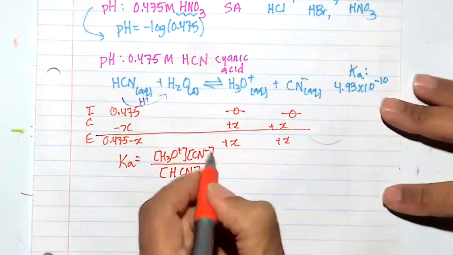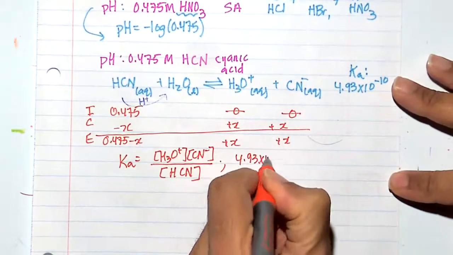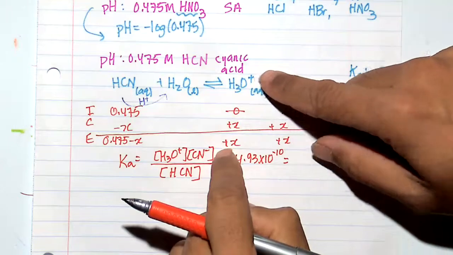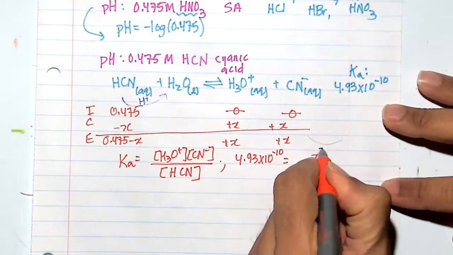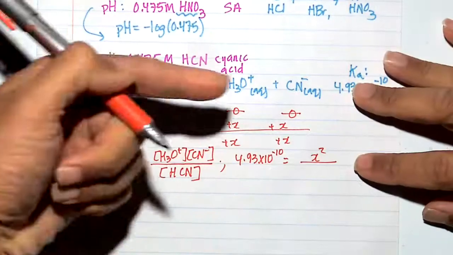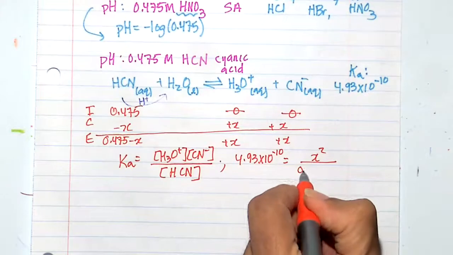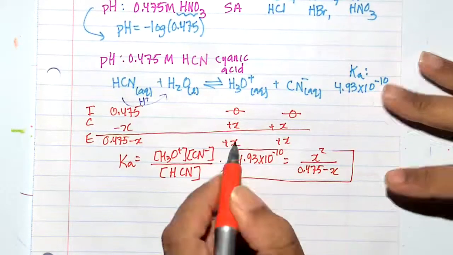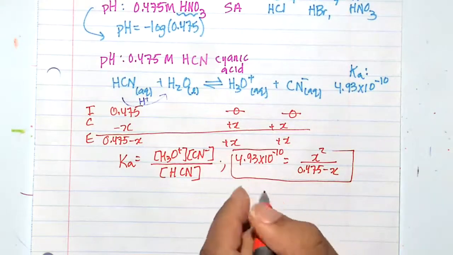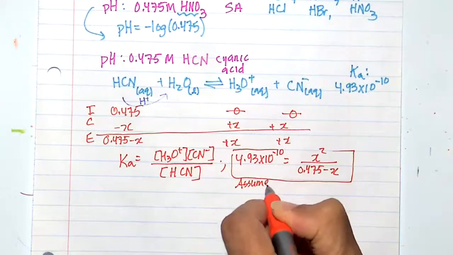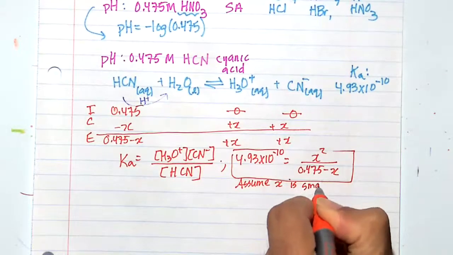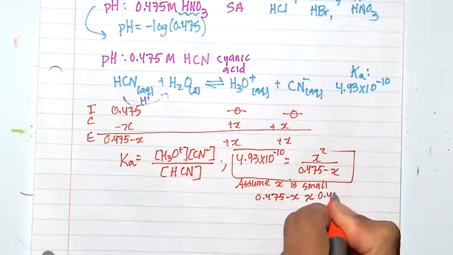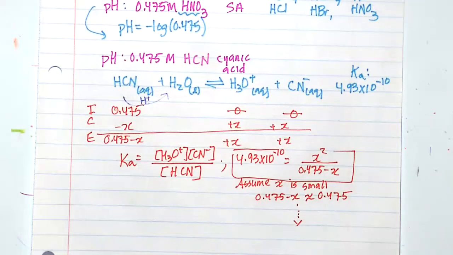I will not go over the math just to save some time, but it's going to be 4.93 times 10 to the minus 10. At equilibrium, the H3O concentration is X, the CN concentration is X, so X times X is X squared. And at equilibrium, some of it is going to go this way. The equilibrium concentration is 0.475 minus X. From here on out, you can use the low ionization assumption. So you don't have to use any quadratic on this exam, but you will assume X is small, whereby 0.475 minus X is about 0.475. And then you can go on and solve the problem from there.